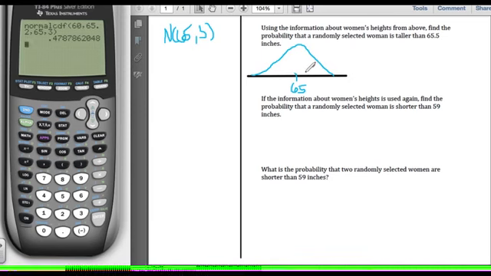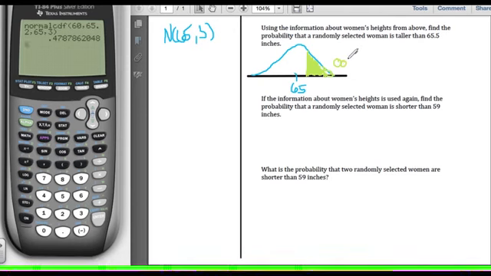So 65.5 would be just slightly above that 65. And so the woman could be taller than that, could be 70 inches tall, 72 inches, 76. And theoretically, the normal distribution goes on forever. I don't know how tall the tallest woman in the world is, so I don't know where to stop for my upper bound.